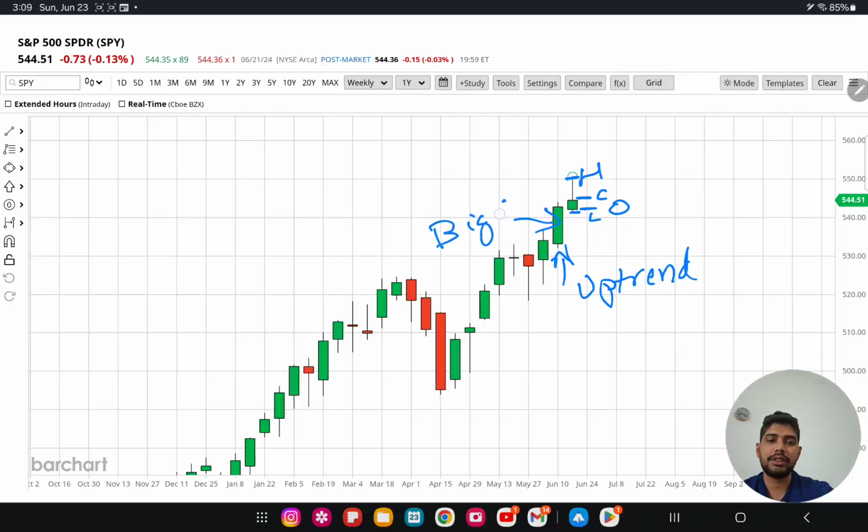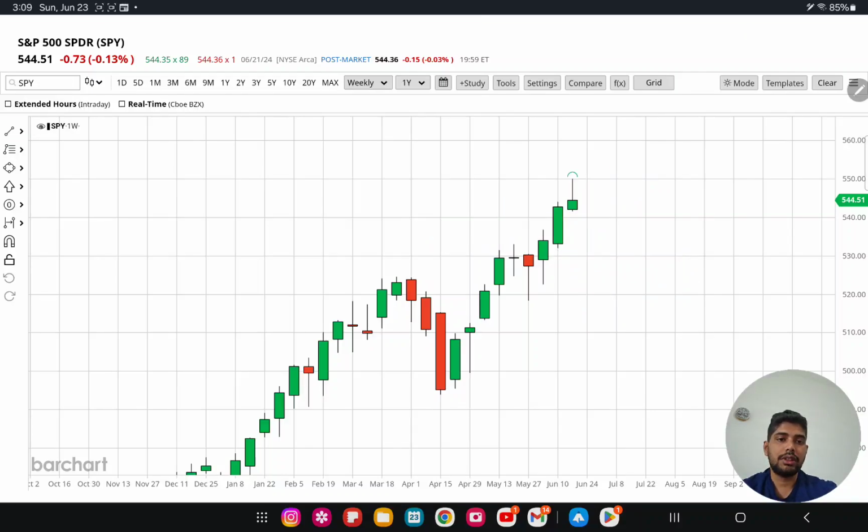I call them big green or strong green or strong bullish candles. These are extremely good to see when the price is going higher. Again, we see these good green candles. So these are all indicating positivity. But suddenly there is a candle with a big wick on top. That means the price is suddenly cooling off, or the momentum is suddenly cooling off.